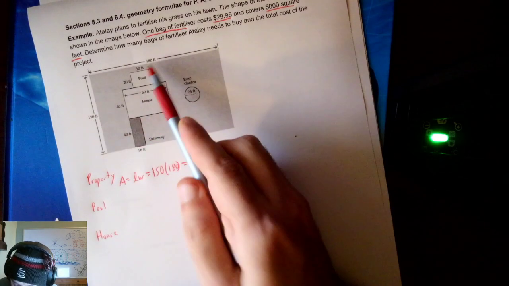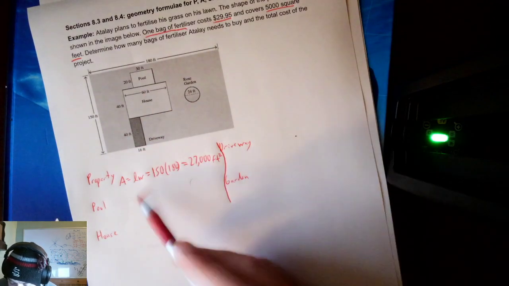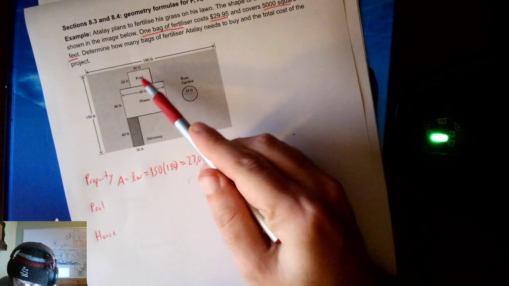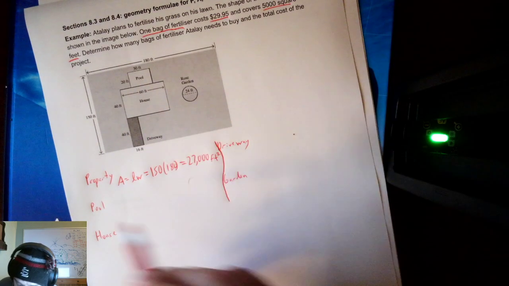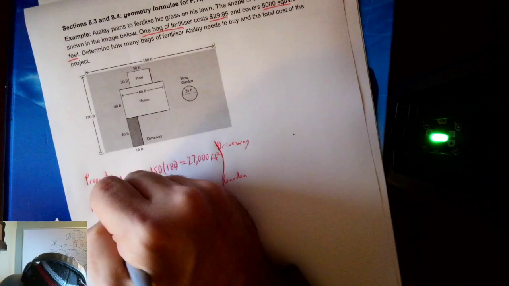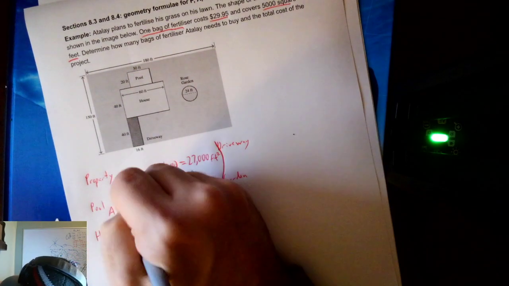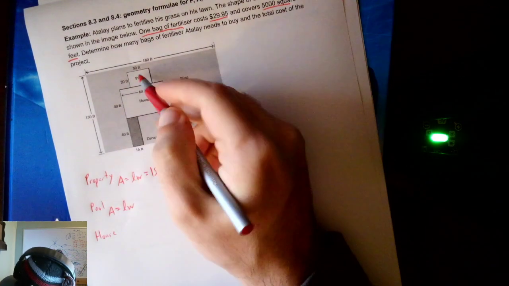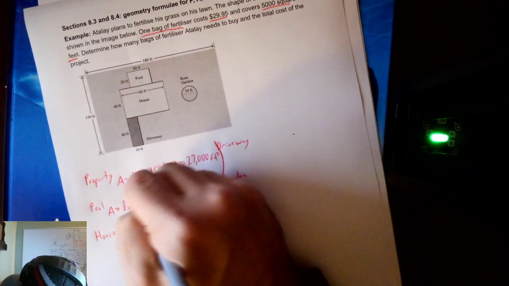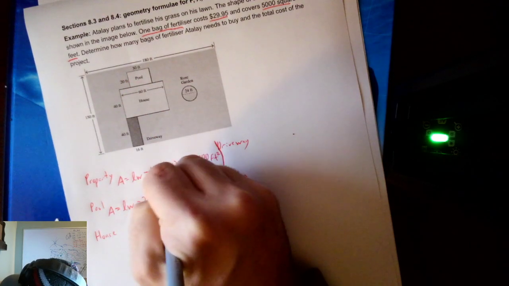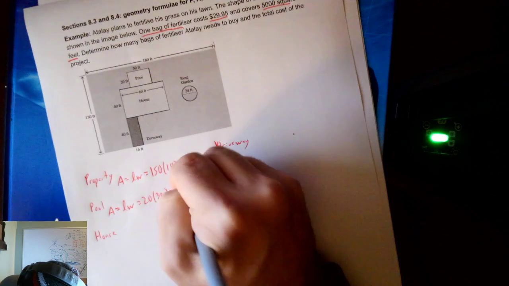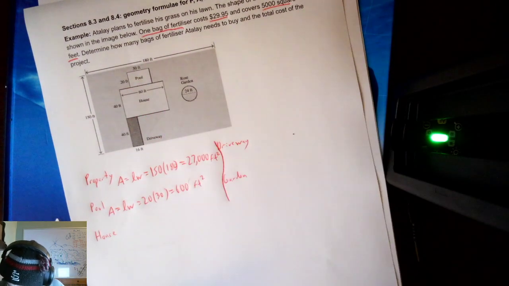Well, if I know the whole property, I can remove the pool, the house, the driveway, and the garden. So let's do the pool first. The pool is a rectangle, right? The pool, that's 20 by 30. So that has a 600 feet squared area. The pool is 600 feet squared.